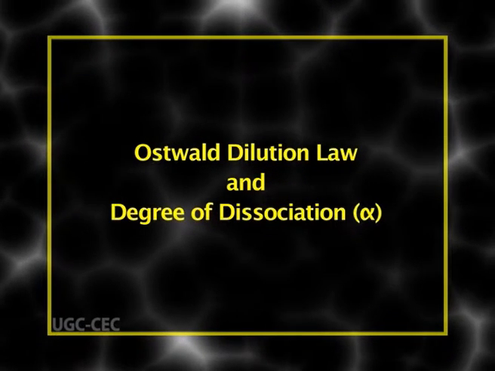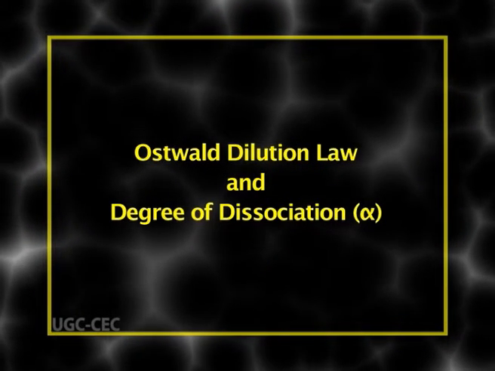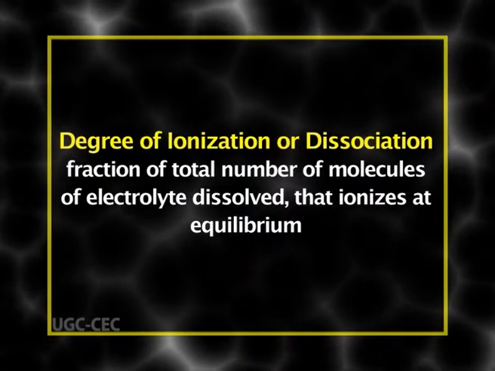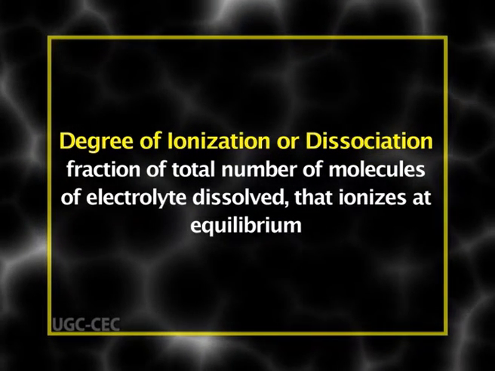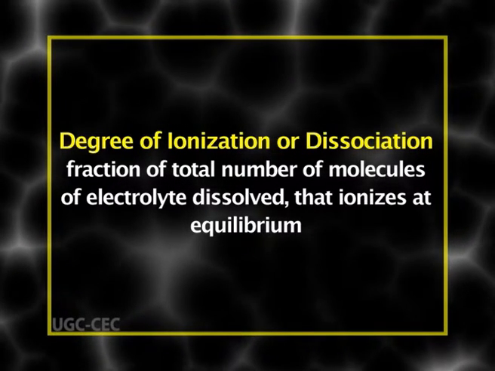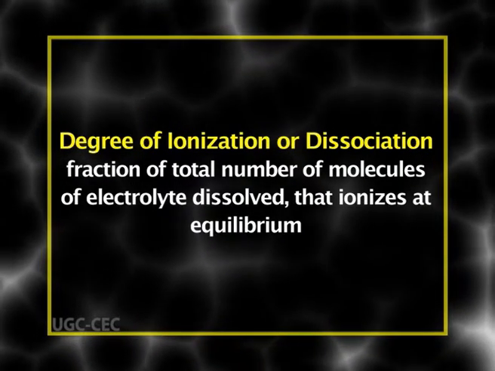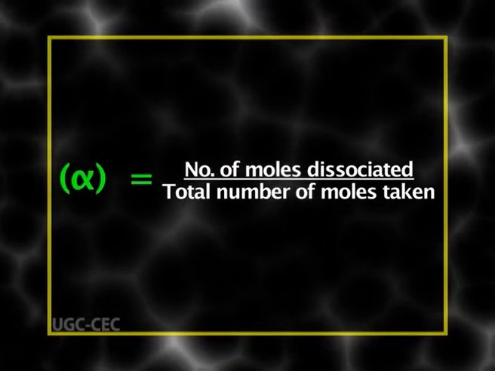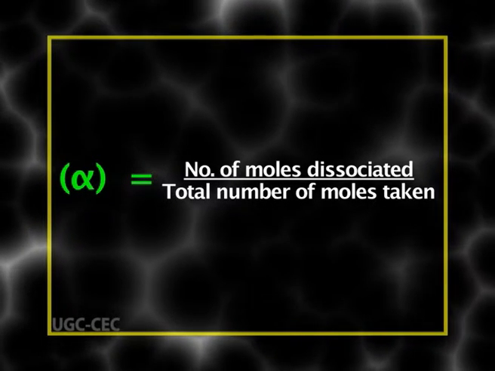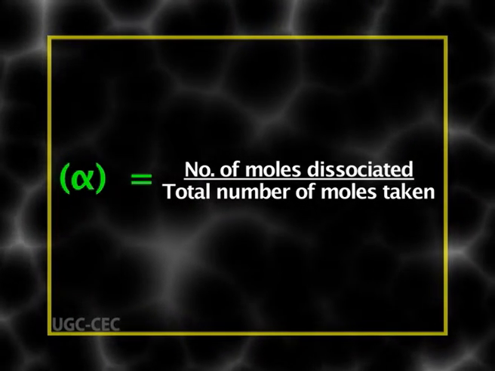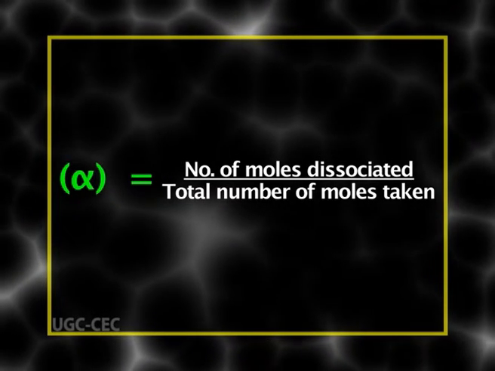Ostwald dilution law and degree of dissociation alpha. The fraction of the total number of molecules of electrolyte dissolved that ionizes at equilibrium is called the degree of ionization or degree of dissociation. It is also defined as the ratio between the number of ionized molecules and the number of molecules dissolved in water. Numerically, alpha is equal to the number of molecules dissociated divided by the total number of moles taken.